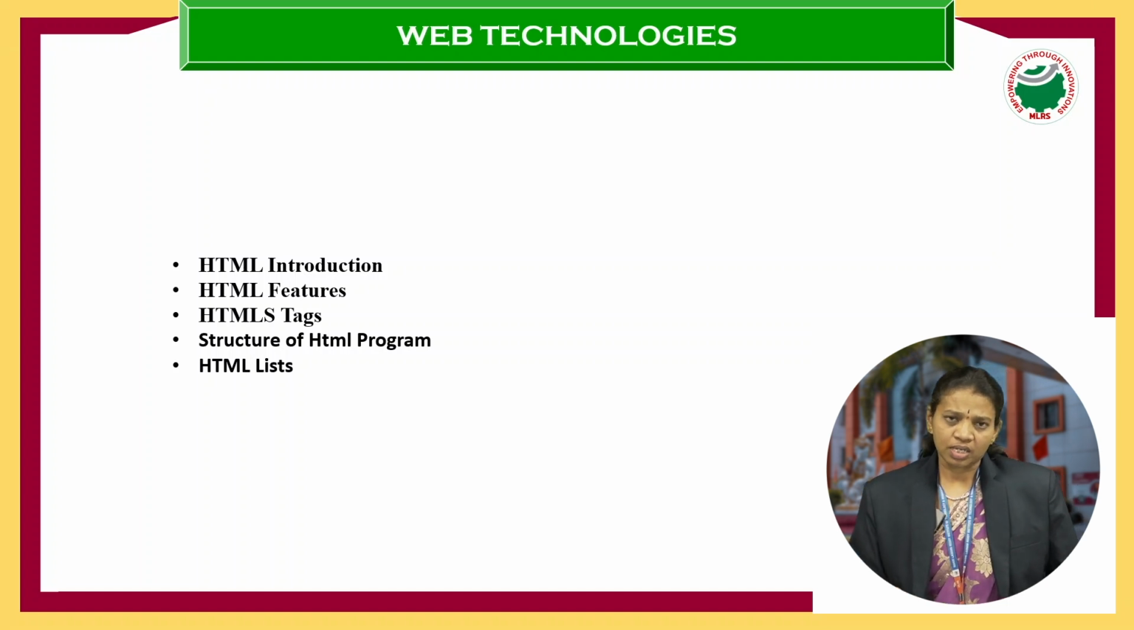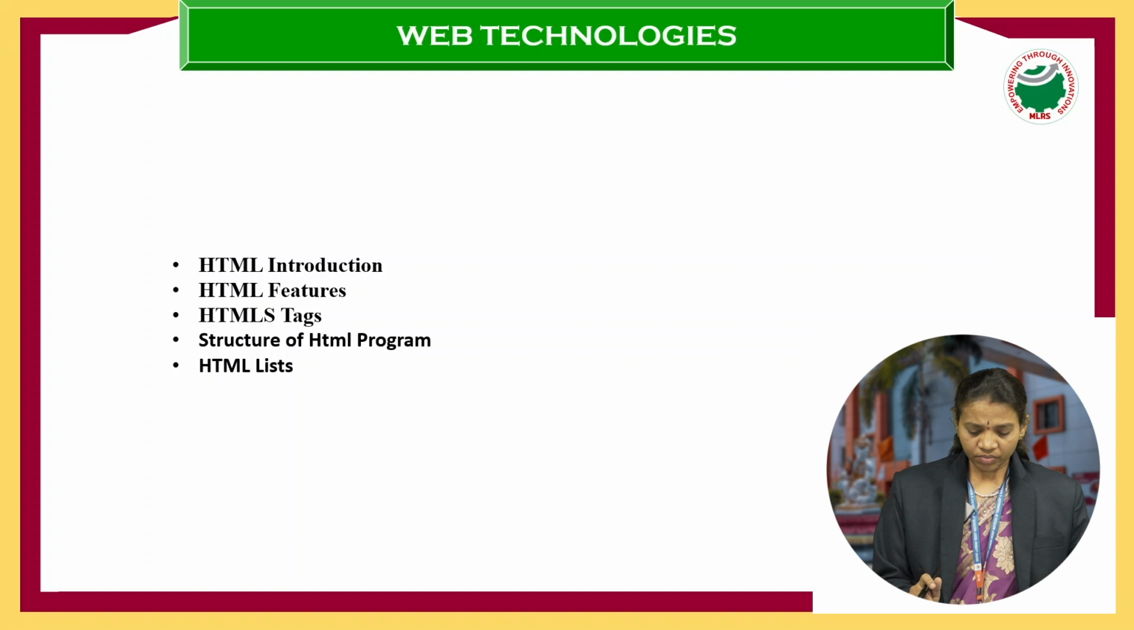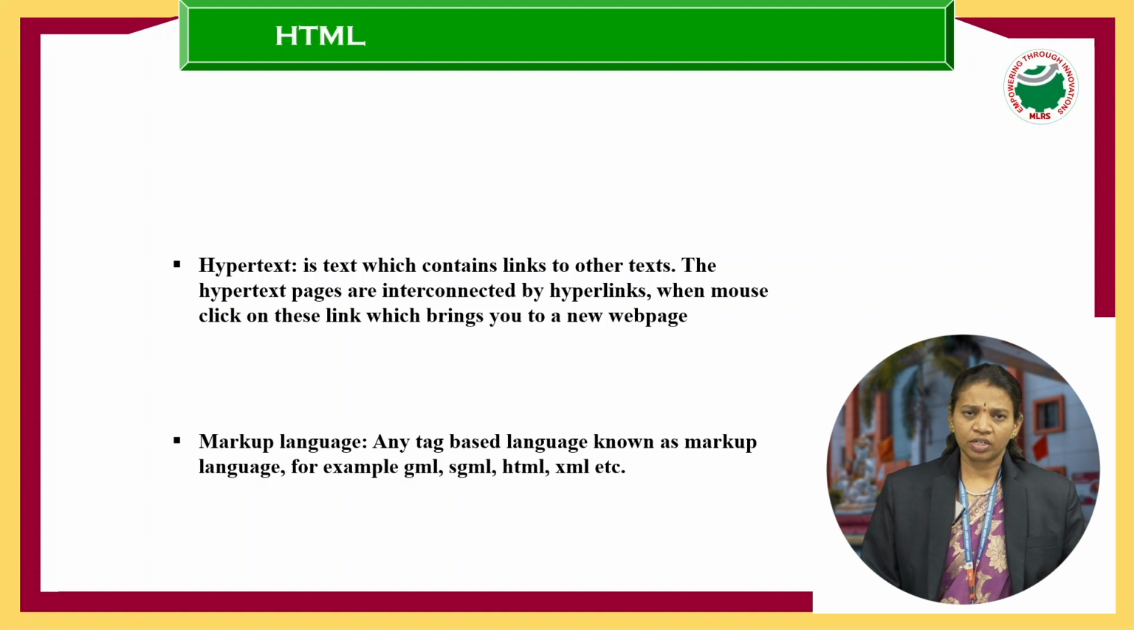In these web technologies, there is a combination of HTML, CSS, JavaScript, and different types of programming and scripting languages. Through these programming languages we develop the HTML code as well as the web technologies. The first one is: what is HTML? HTML is nothing but HyperText Markup Language.